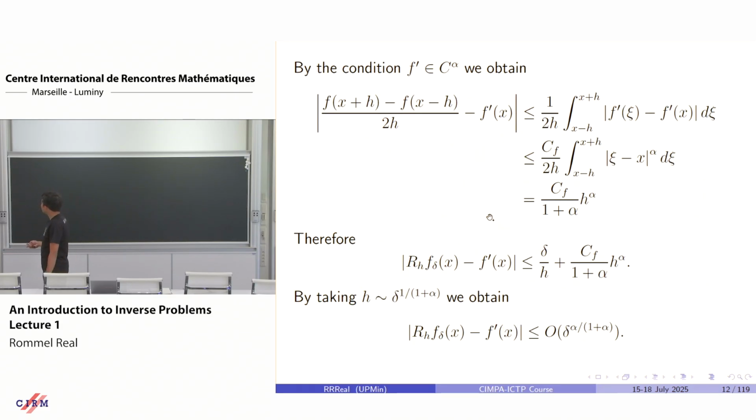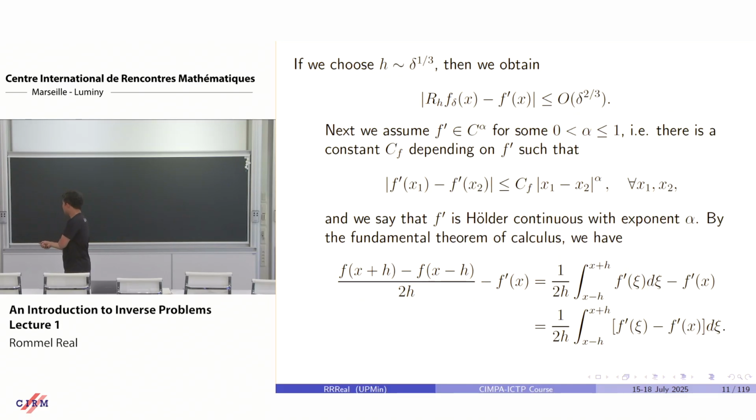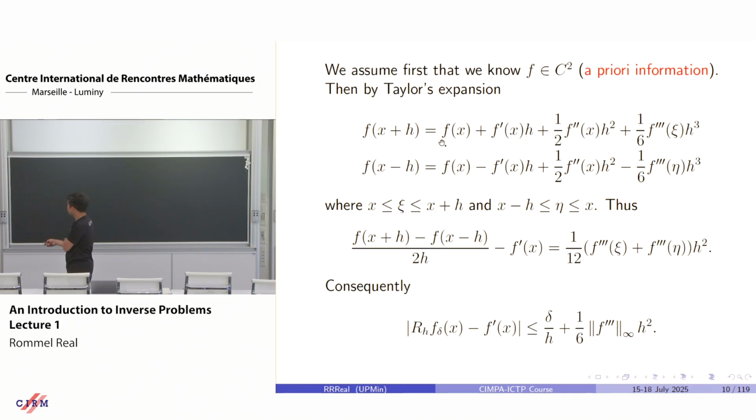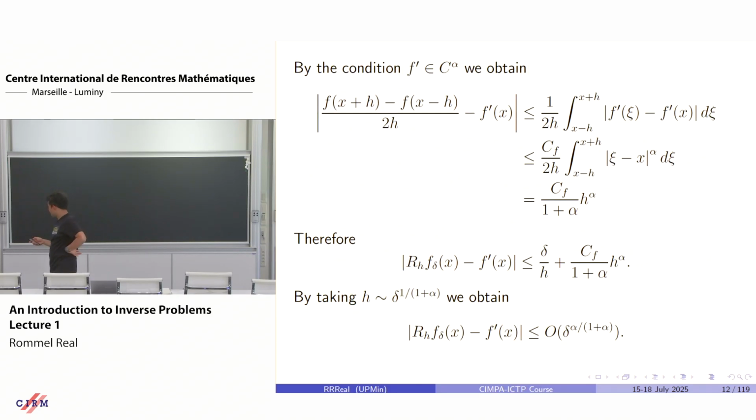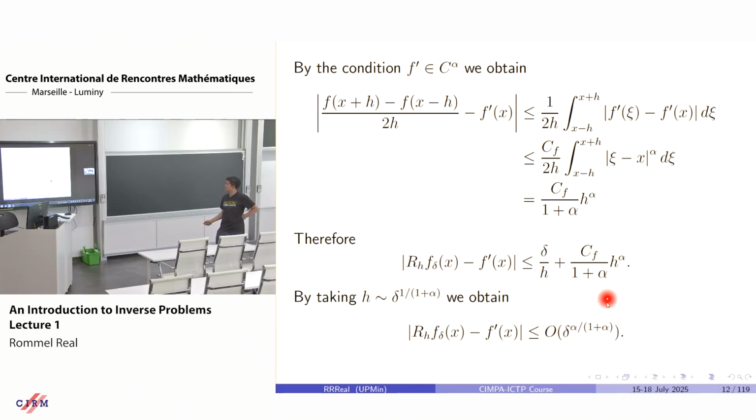So we can actually see that in general, the approximation error is of order delta to the power alpha over 1 plus alpha. Now, what is alpha there? That's the parameter that controls the smoothness of the function f alpha. Okay? So this tells us that the error between the center difference and f prime is of order delta to the power alpha over 1 plus alpha.